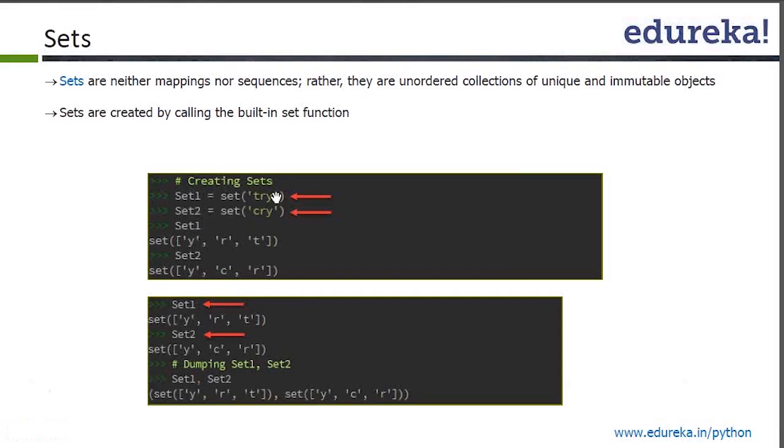Set2 equals set of YCR, and then you say set1, set2. If you want to dump both of these together, you can say set1 comma set2, and it just concatenates them. If you remember how we printed in our previous example, you say print number and then we give a comma and leave it, so that the next line item also fits onto the same line. It's similar here. If you want to dump everything on the same terminal on the same line, you say set1 comma set2.